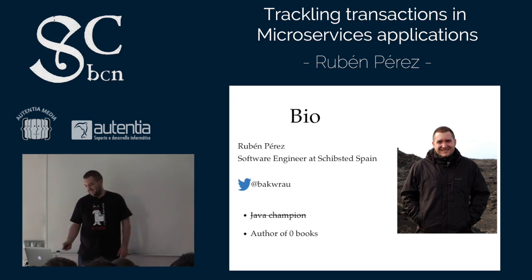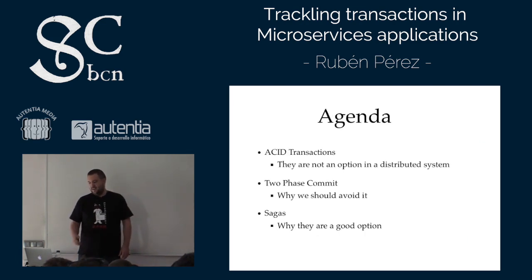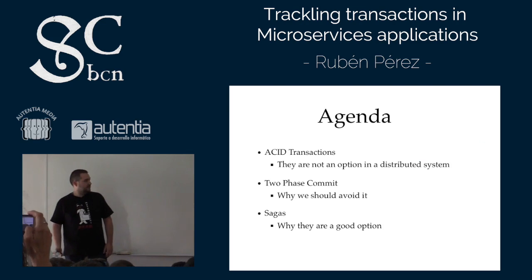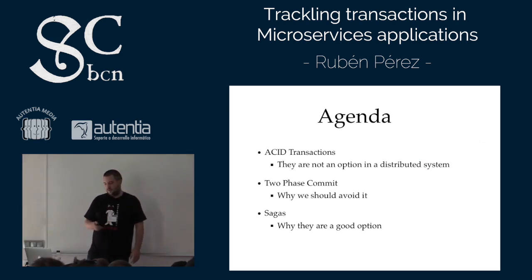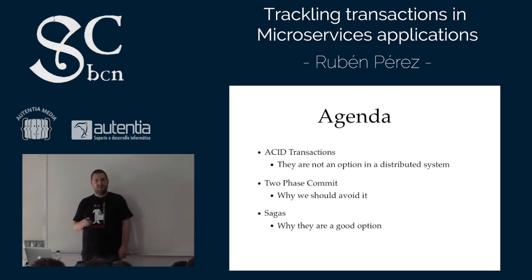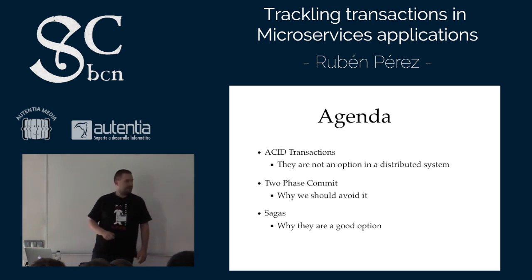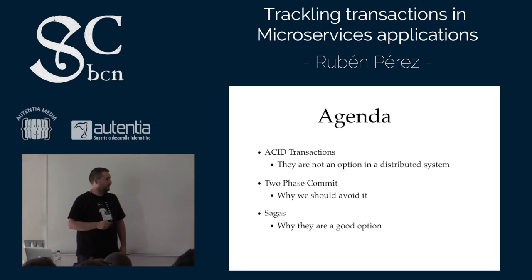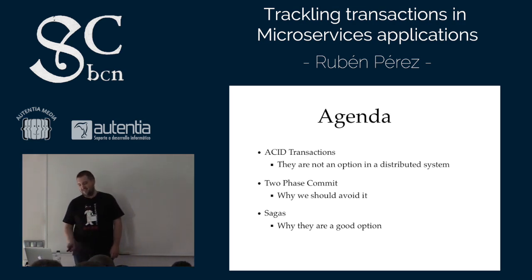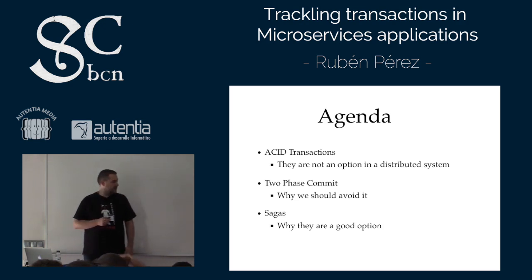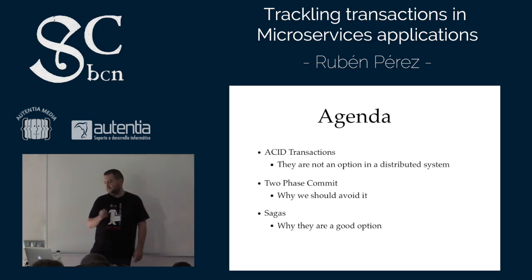So let's go. In this talk, we will be briefly talking about ACID transactions and why they are not an option in a distributed system. Also, we will see what the two-phase commit protocol is and why we should avoid it. And then we will get to sagas and why they are a good option here.